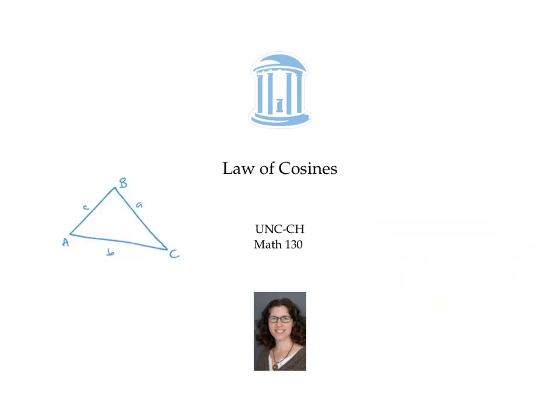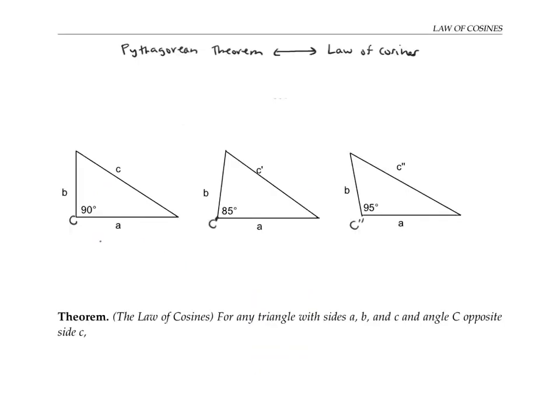Recall that solving a triangle means finding all the lengths of the sides and all the measures of the angles from partial information. The law of cosines is a tool that can help us solve triangles that are not necessarily right triangles. Recall that the Pythagorean theorem says that for a right triangle, like this one, the length of the hypotenuse is related to the lengths of the sides by the formula c squared equals a squared plus b squared.